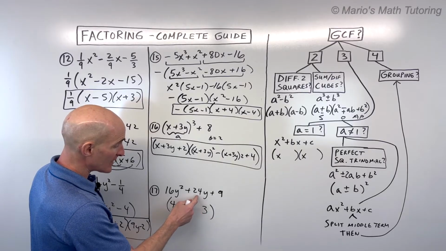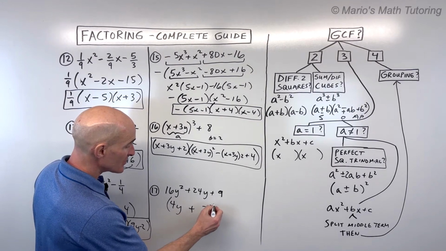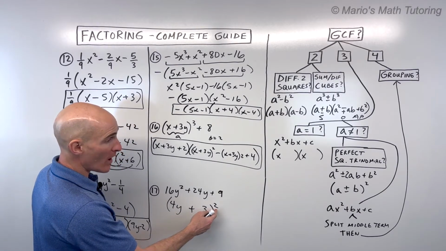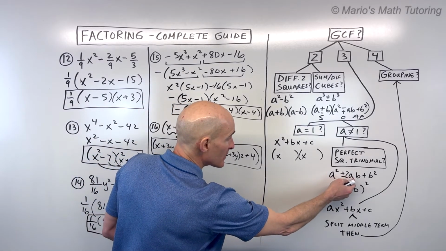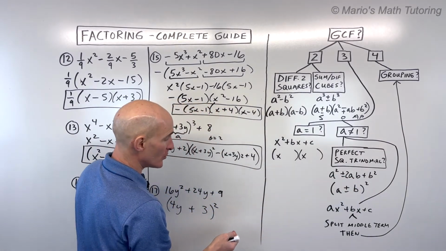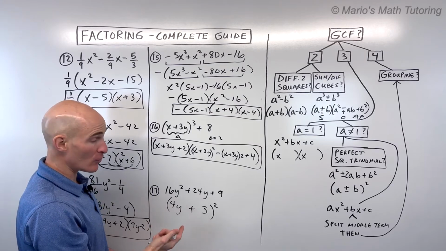Yes, that's 12y times 2 is 24y. So this is going to be 4y plus 3, the quantity squared. See, the reason I double it is I do a times b times 2, and if it matches that middle term, I know I've got a perfect square.